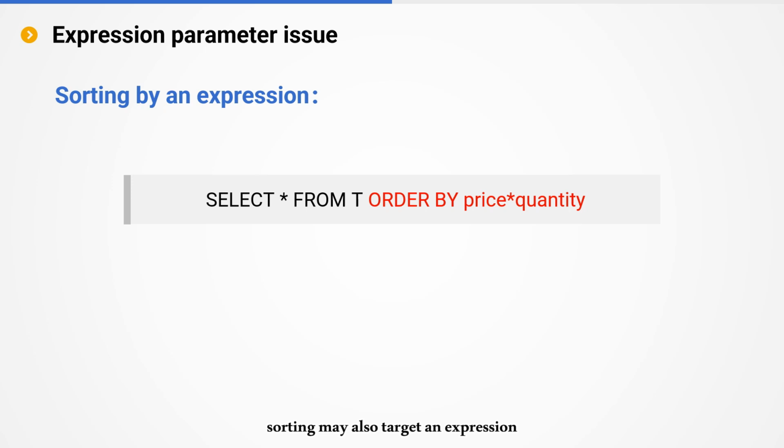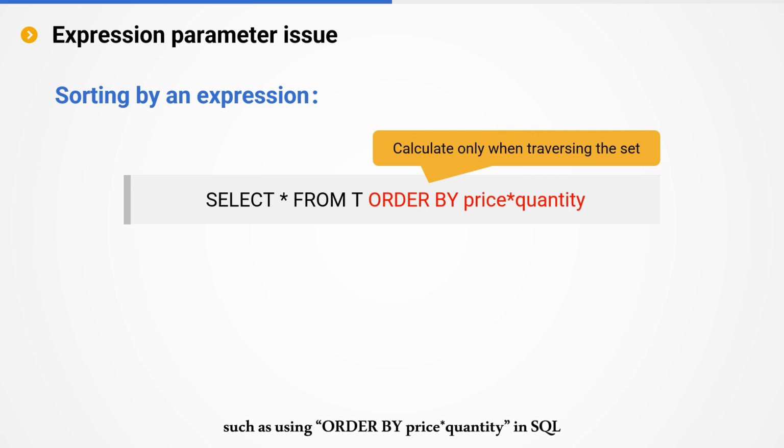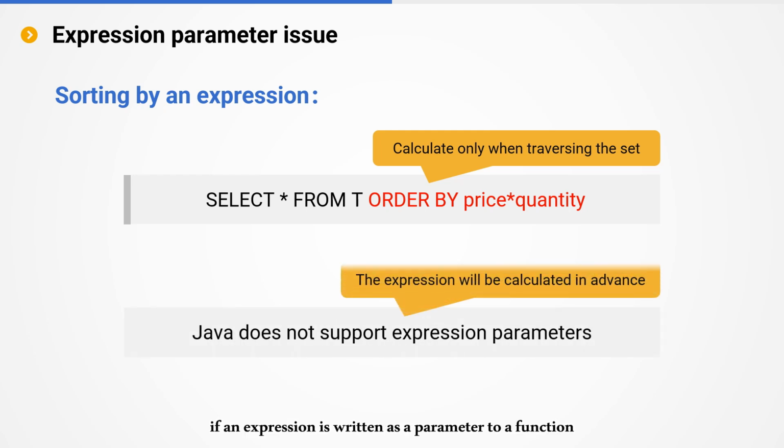Sorting may also target an expression, such as using order by price times quantity in SEQL. This price times quantity needs to be calculated for each set member. Essentially, price times quantity is a function that takes the current set member as the parameter, meaning the function is used as a parameter. In Java, if an expression is written as a parameter to a function, it will be calculated before the call, rather than being calculated separately for set members.